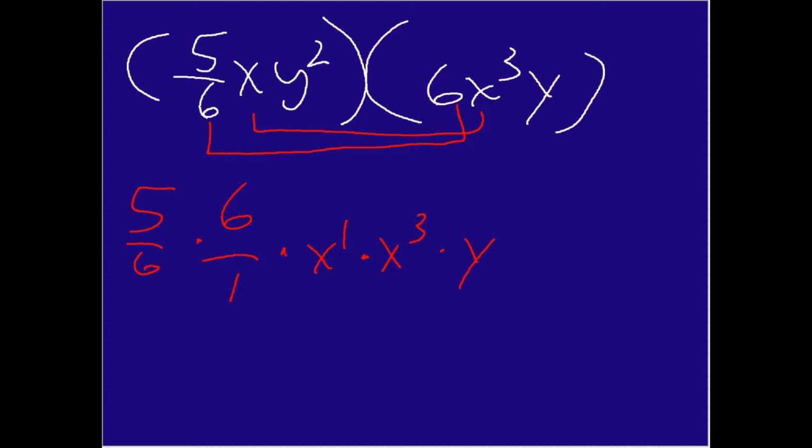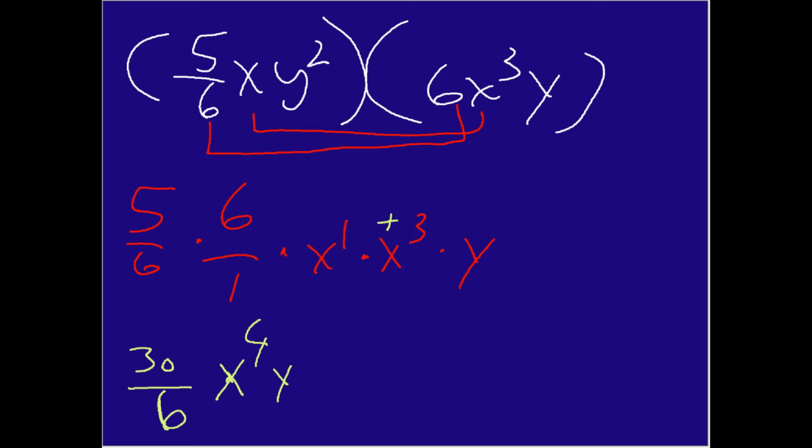All right, so 5 over 6 times 6 over 1 is going to be 30 over 6. 5 times 6 is 30, 6 times 1 is 6, like so. And then you have x to the first power times x to the third power. We add the exponents and we get x to the 4, and then y is all alone. I forgot something, excuse me. Let me fix that real quick.